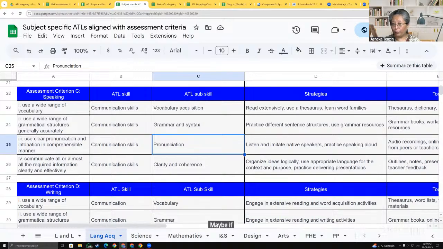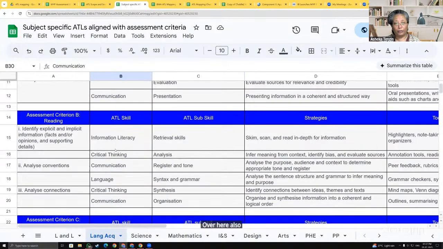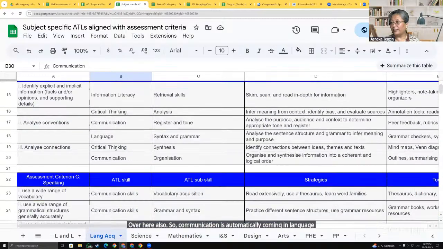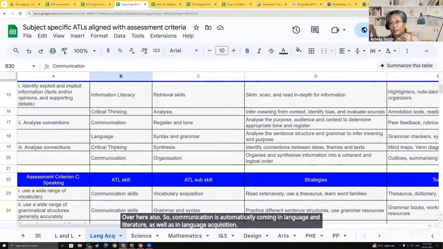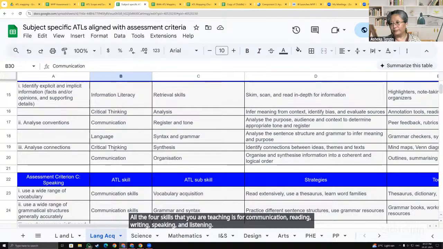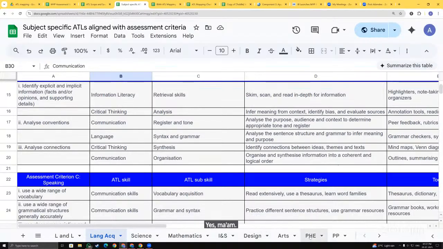Maybe if you are doing group work, collaboration, okay? Over here also. So communication is automatically coming in language and literature as well as in language acquisition. Language acquisition especially because all the 4 skills that you are teaching are for communication: reading, writing, speaking, and listening. Okay? Yes, ma'am. Thank you.